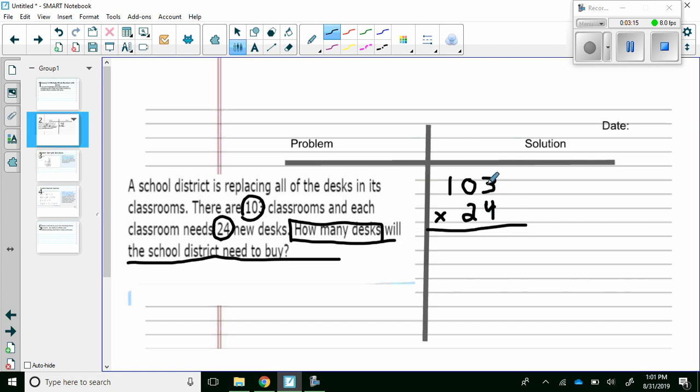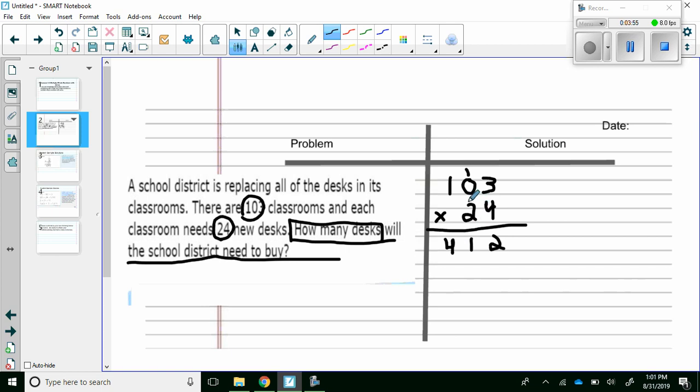First, I'm going to multiply the ones column. I'm going to multiply 3 times 4 to get 12. Since I have 10 left over, I'm going to carry that and regroup over to this column. Next, I'm multiplying 0 times 4, which is 0. I'm adding the 1 from regrouping to have 10. And then I'm multiplying 1 times 4 to get 400. So 100 times 4 is 400.